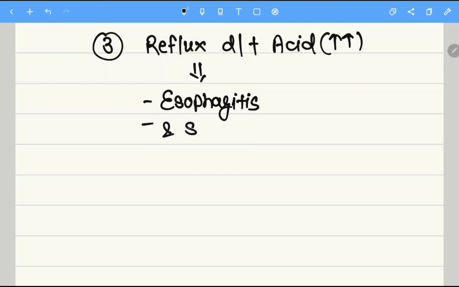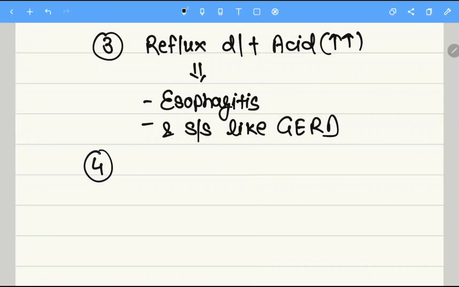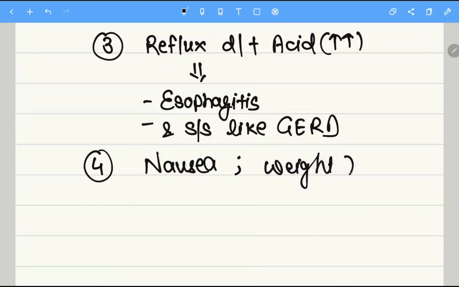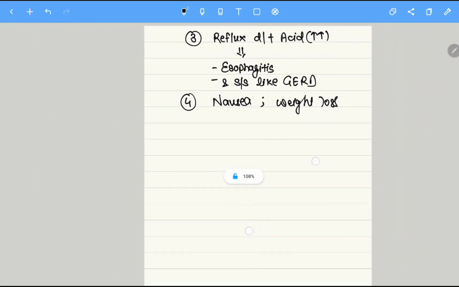And signs and symptoms like GERD, right? What are the other known specific symptoms present? Like nausea, yes, weight loss, yes, these are other non-specific symptoms present in these patients, right?